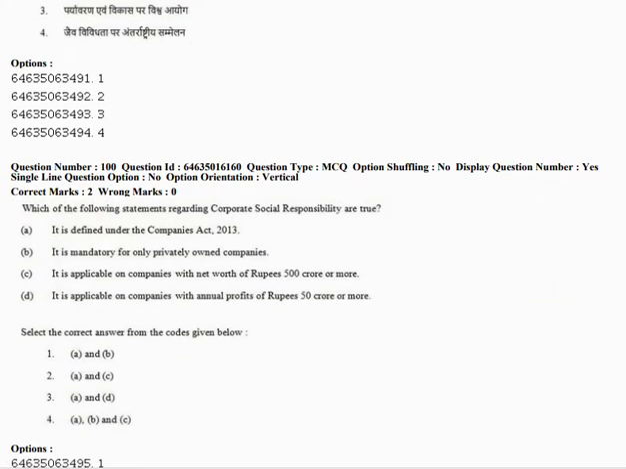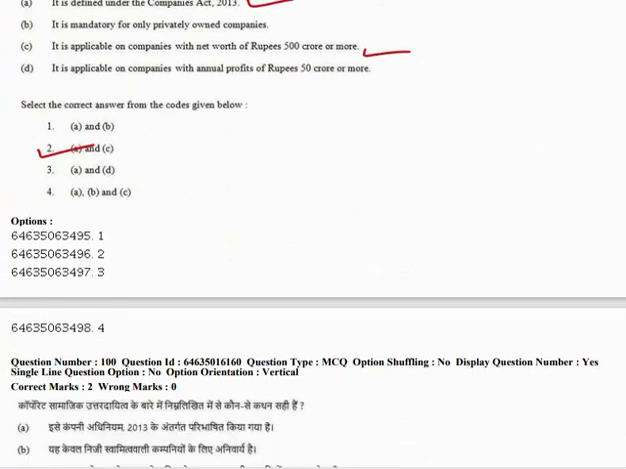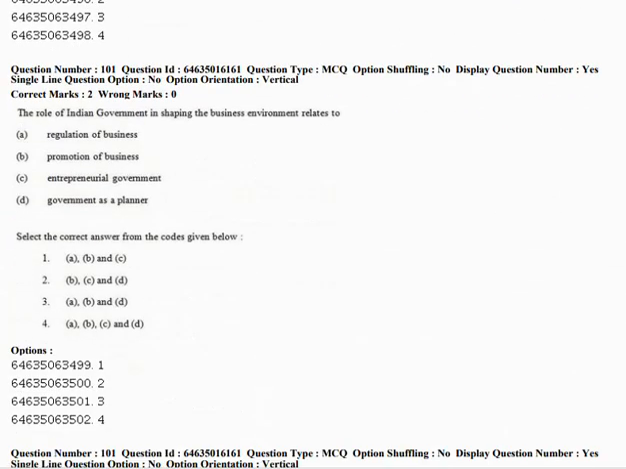100. Which of the following statements regarding corporate social responsibility is true? It is defined under the Companies Act and it is applicable on companies with net worth of more than rupees 500 crore. Options A and C are correct. Moving forward to question number 101.